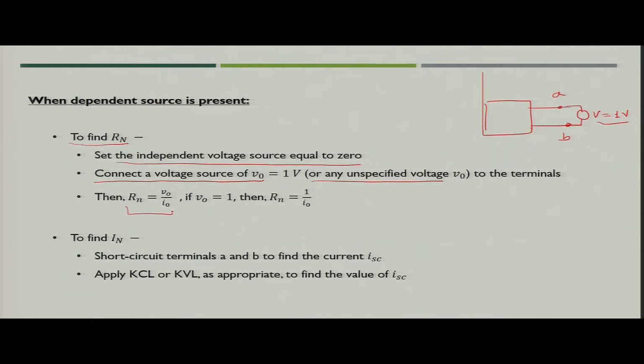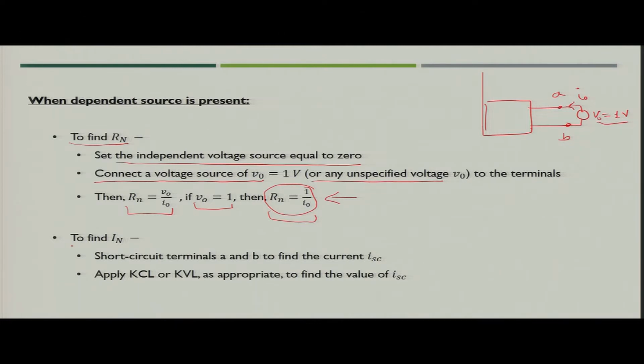Now, you can see that we have Norton's resistance as V naught upon I naught. When V naught is equal to 1, it is simply the reciprocal of the current flowing through the terminal. So, this would be I naught, and this is the V naught. So, if V naught is equal to 1 volt, Rn would be simply the reciprocal of the current flowing through the terminal A. So, using these equations, you can easily find out the value of Norton's resistance.